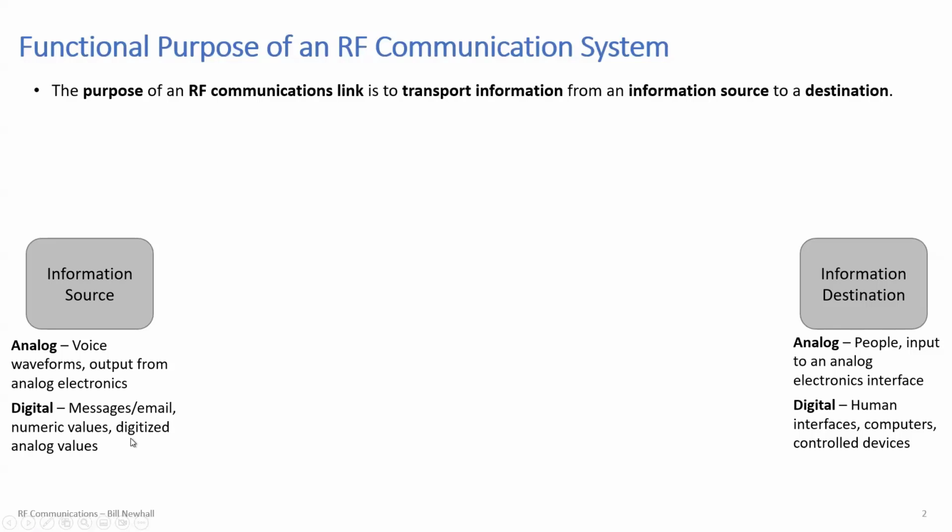You might have an initial source that's analog, right? Analog values, a signal, but you might digitize those analog values, and that would be a digital waveform or digital information that you want to transport over RF to your destination. So the destination could be analog, right? People, our ears, receive analog, or input to an analog electronics interface. The information destination could be human interfaces, some kind of screen. It could be a computer. It could be controlled devices that need that digital information.